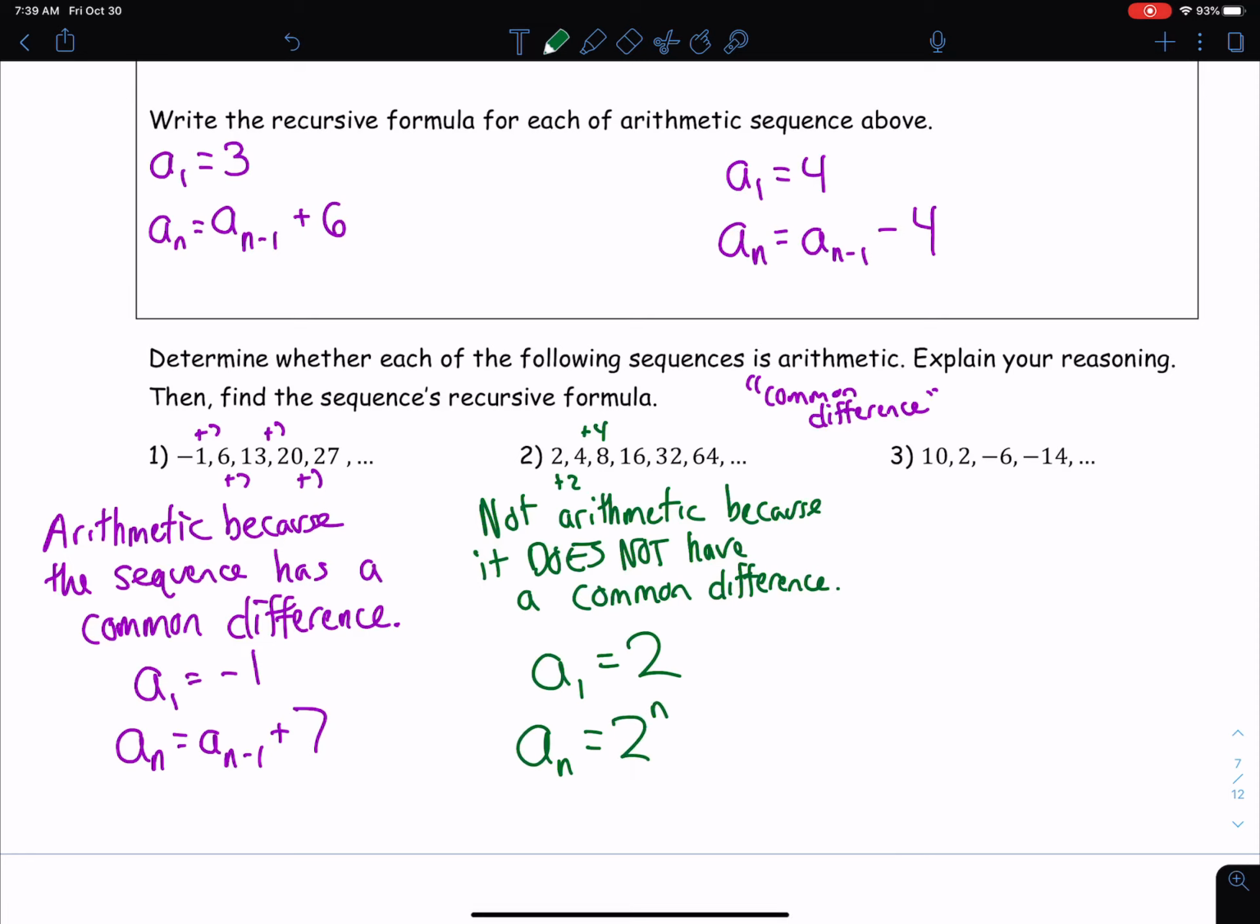So let me erase the top here. This is 2 to the first, 2 to the second, 2 to the third, 2 to the fourth, 2 to the fifth, 2 to the sixth, and we keep going on like that. So that one was a little tough. That's not one we'll go over more stuff like that tomorrow. And number 3, does this have a common difference? Subtract 8. Subtract 8, subtract. It does have a common difference, so this is arithmetic.